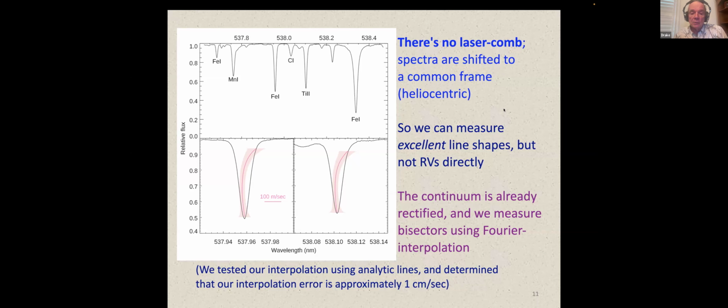One way we tested it is to make an analytic line. We know what a Gaussian line looks like. There's a formula for a Gaussian, and we applied our interpolation method to a Gaussian line with the same sampling as in the SOLIS spectra. Based on that, we determined that our interpolation error is about 1 centimeter per second. So our numerical process here doesn't add significant noise to the spectrum. We can measure the real astrophysical changes in the line bisectors.